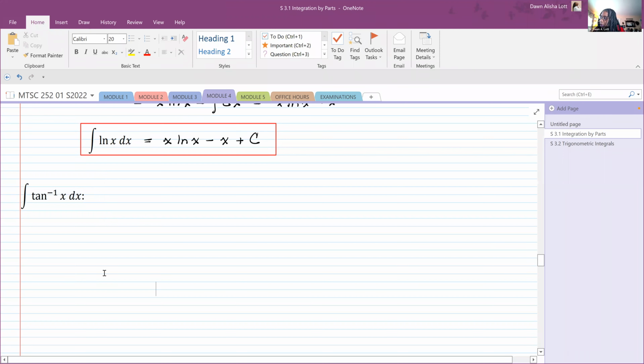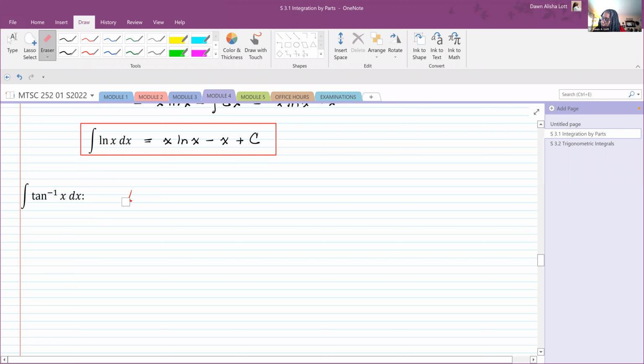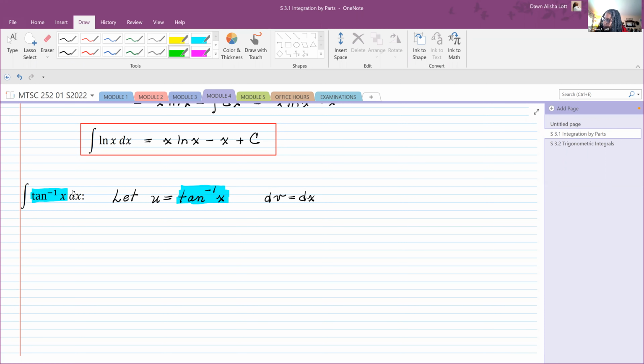All right, so we want to let u, this is another one that's going to be different. Like I said, the 5% of integrals that are different. Let u, again, now we're going to choose it to be the tan inverse of x, and dv is going to be dx. So u takes up this whole piece, and dv gets what's left.